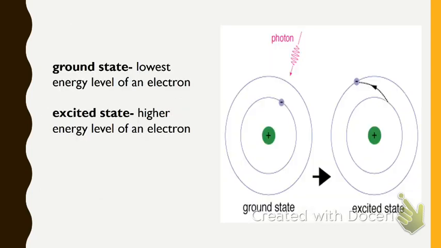Here's a picture of a photon being absorbed. The electron jumps up and falls back down. The ground state is the lowest energy level, and the excited state is a higher energy level.